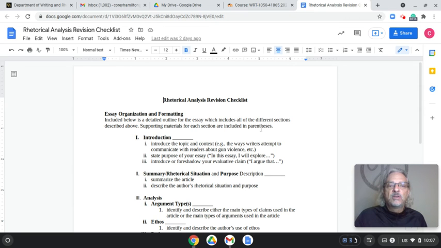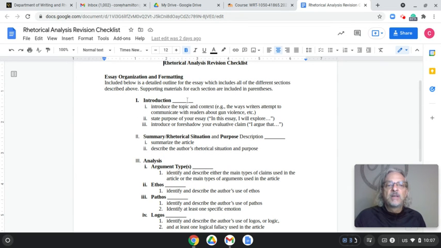So this is a good chart to let you go through and say, okay, in the introduction, did I introduce the topic and the context? Did I state the purpose of my essay? In this essay, I will explore. And did I introduce or foreshadow my evaluative claim? I argue that, boom. I'm looking for those types of key phrases or lead-in phrases in your introduction.